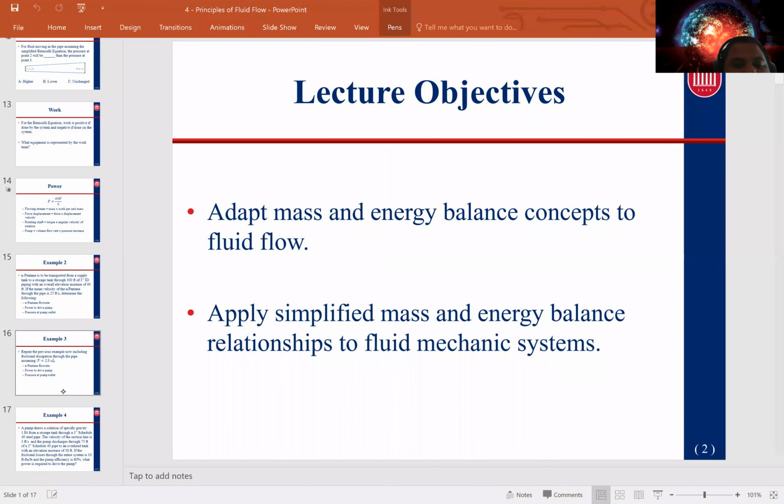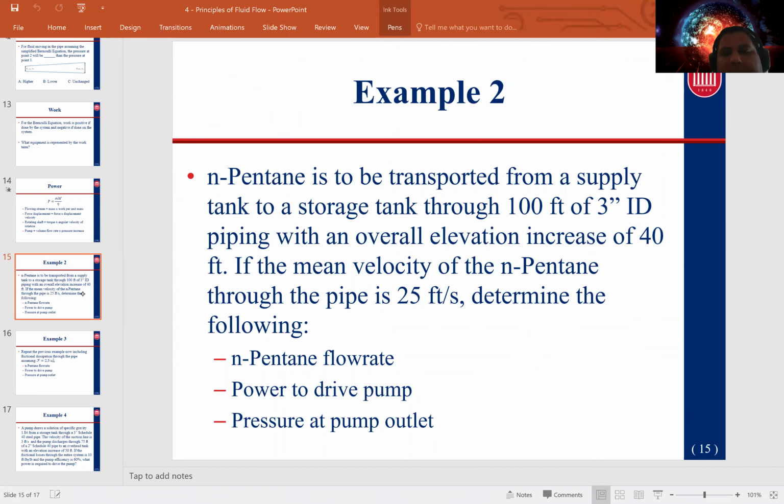So let's look at a couple examples working with this mechanical energy balance today. Starting with this first one where we have N-pentane being transported from a supply tank to a storage tank through 100 feet of 3-inch piping with an overall elevation increase of 40 feet. If the mean velocity of N-pentane through the pipe is 25 feet per second, we can determine the N-pentane flow rate, both the mass flow rate and the volumetric flow rate, the power to drive the pump, and the pressure at the pump outlet.